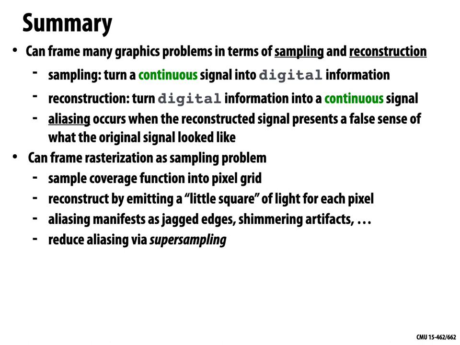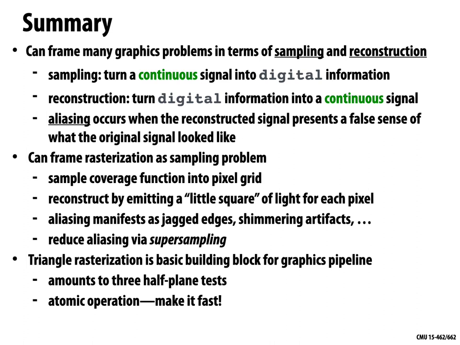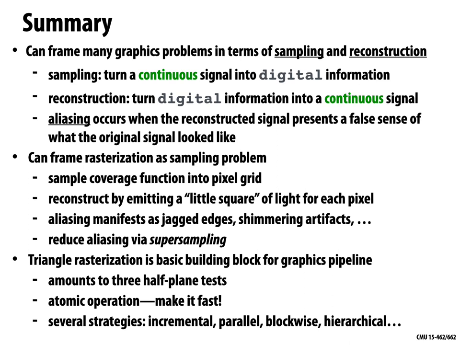From a more system point of view, we saw that triangle rasterization is the basic building block for the graphics pipeline. So weirdly enough, we're going to reduce all of drawing images on the screen to just drawing triangles really, really fast. And we saw that drawing a single triangle amounts to essentially just doing three half-plane tests. Okay, and this is an atomic operation, so we want to make it really, really fast. And we talked about several strategies. We can do it incrementally. This is kind of the old-fashioned way that might be implemented in software.